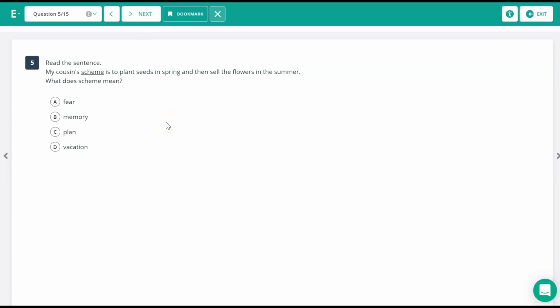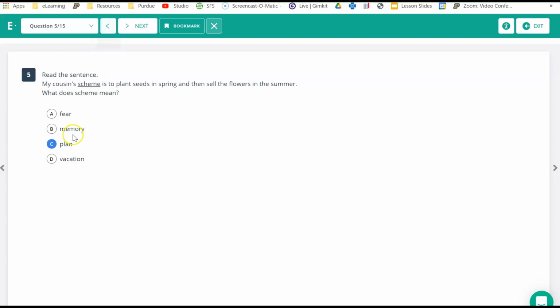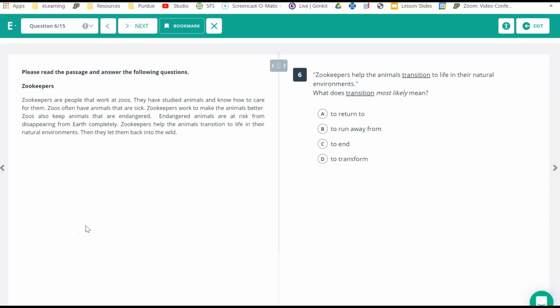Number 5. Read the sentence. My cousin's scheme is to plant seeds in the spring and sell the flowers in the summer. Scheme is another word for plan. Plan to plant seeds.